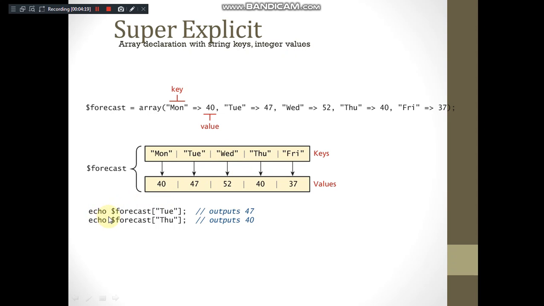So when you echo this $forecast['Tuesday'], we are using a key value as a string. It is outputting 47. Similarly, when you do it for Thursday, at the location Thursday, you have the value stored as 40. So this is a different feature that we observe in PHP compared to other general purpose programming languages like C, C++, etc.